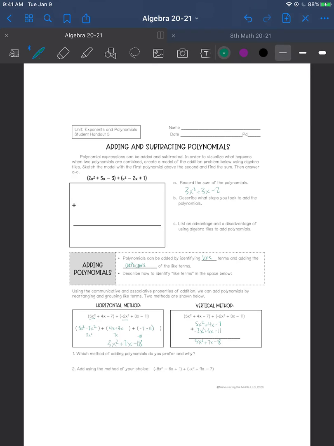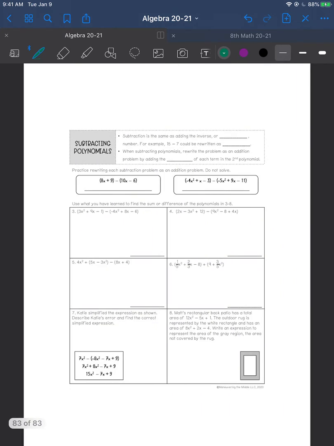Okay, so that's adding. Adding is just combining like terms. We've done that a lot, haven't we? I think adding like terms should be a very easy thing for you to do, or adding polynomials. So let's make it a little more complicated and say subtracting polynomials. Subtracting polynomials is extremely similar to adding.